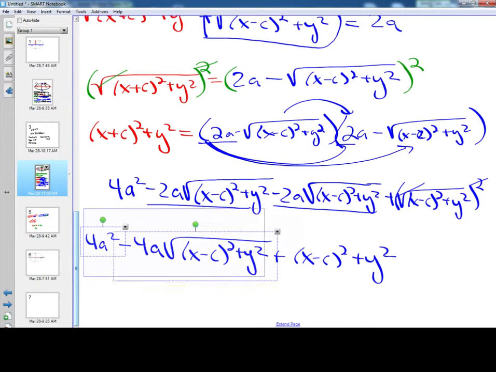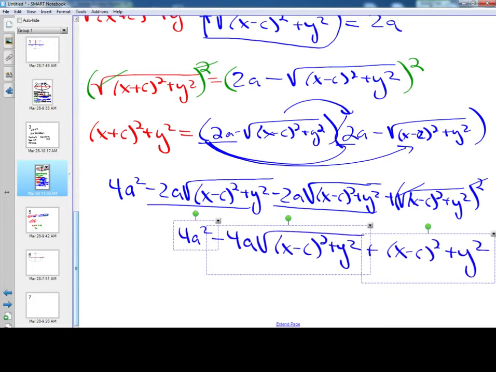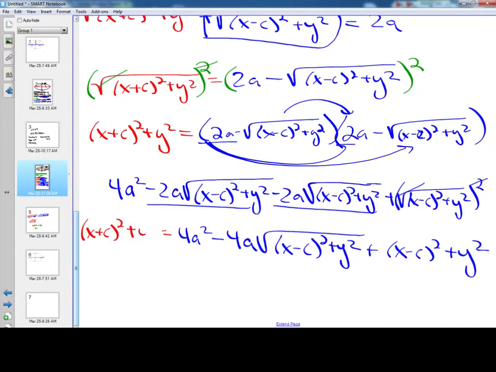Okay, don't forget that all of this is still equal to the left side, right? And the left side is right here, which is x plus c quantity squared plus y squared. Oh, that's nice. Do you guys see the y squares on both sides? Those can cancel. So you're gone. But they're both positive. Okay, sorry. Okay. So those are gone.